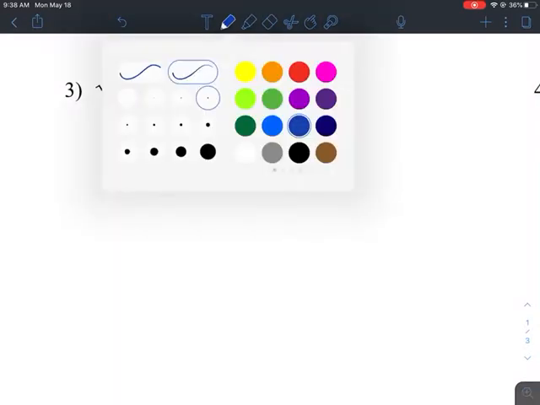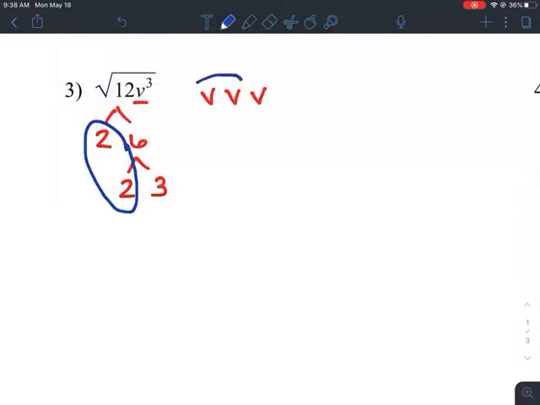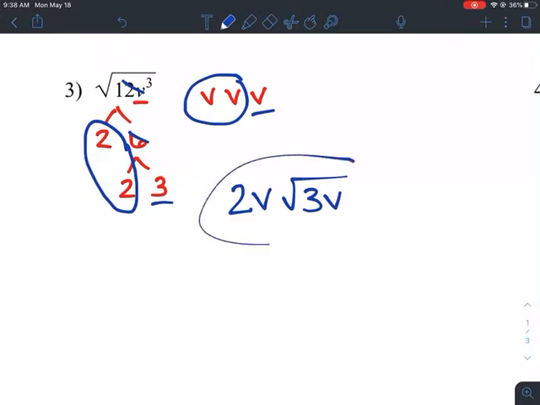We do the number the same way. So I'm going to divide by 2, and I get 6. Divide by 2, and I get 3. And then here, basically I'm breaking apart that variable because v to the third power means that I have v times v times v. We do the same thing, but we're still circling pairs. So I have a pair of 2s, but I also have a pair of v's. On the outside, I'm going to write my 2 for the pair of 2s and my v for the pair of v's. Remember, these are gone. And on the inside, I have a 3 left over and a v left over. So with variables, it's essentially the same thing. I don't have anything to multiply together, so that's just my final answer.